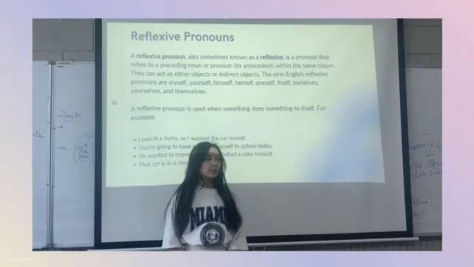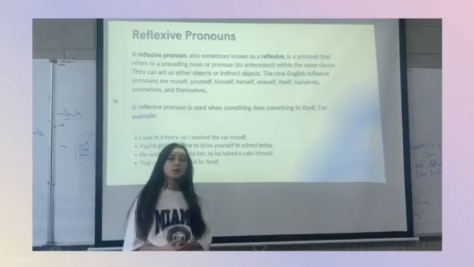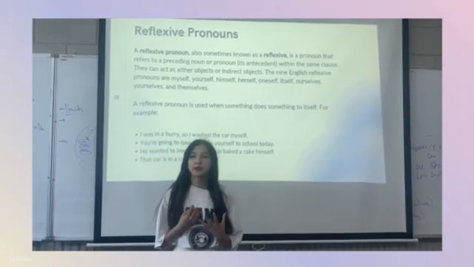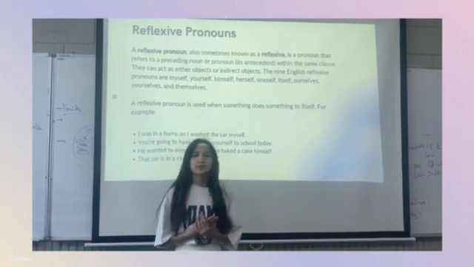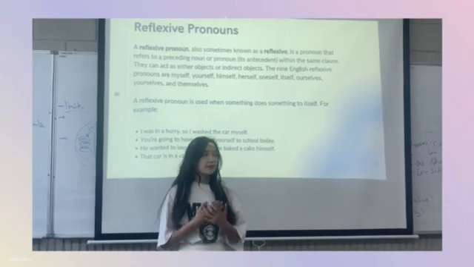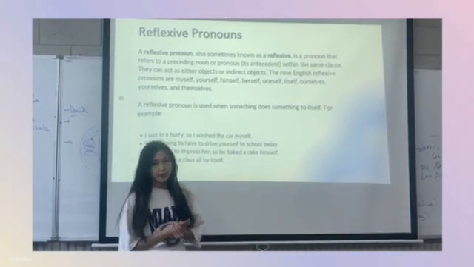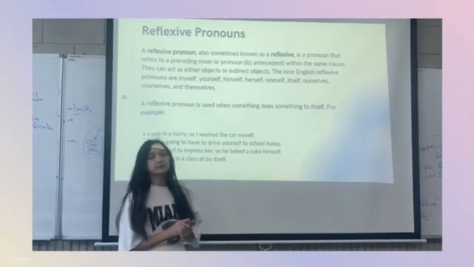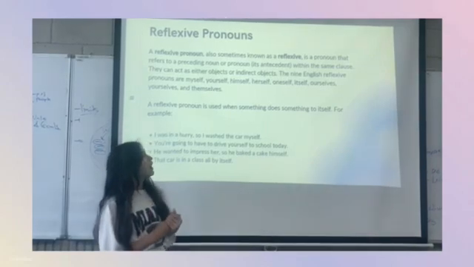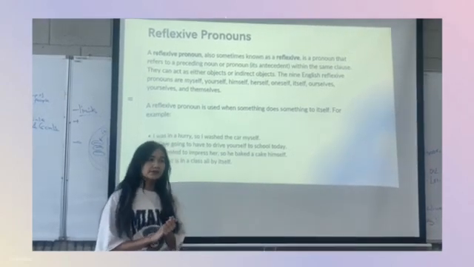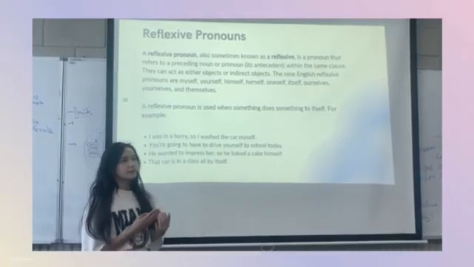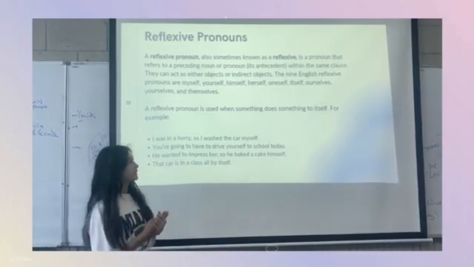So our next type of pronoun is reflexive pronouns. In English grammar, reflexive pronouns indicate that the person who is performing the action of the verb is also the recipient of the action. When the object and subject in the sentence refer to the same person or thing, we use reflexive pronouns. There are 9 English reflexive pronouns: myself, yourself, himself, herself, oneself, itself, ourselves, yourselves, and themselves. A reflexive pronoun is used when something does something to itself.